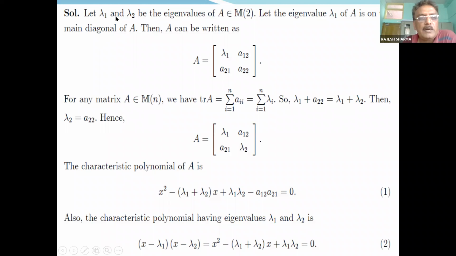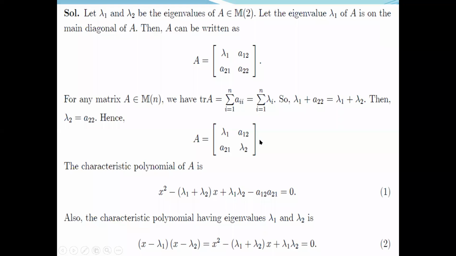Yes, this is simple. Take lambda 1, lambda 2 as the eigenvalues of this 2 by 2 matrix. If lambda 1 is on the diagonal, then we can write A in this form. For this matrix, trace of A is the sum of diagonal entries, and this is also equal to the sum of eigenvalues. This means A22 must be lambda 2. So A is lambda 1, A12, A21, lambda 2.